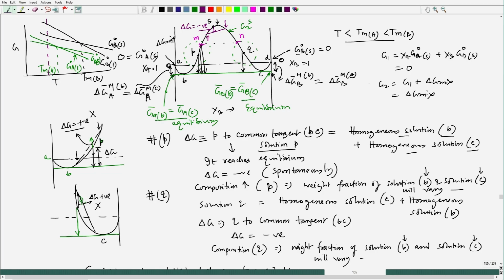Now, as we go down, it can go down like this. As we go down, every time I see that the free energy change is negative. So, that means every time there would be a segregation. One side will be A rich, one side would be B rich.